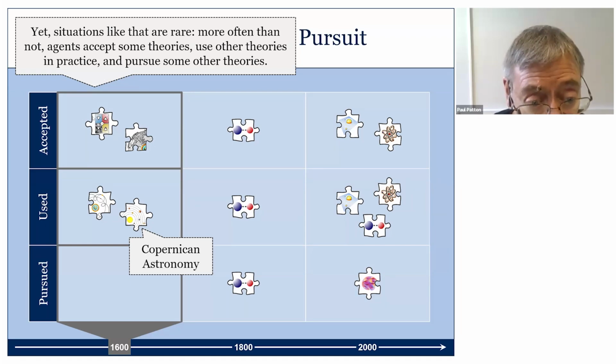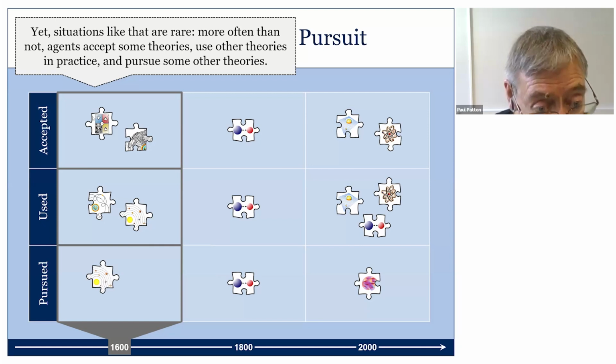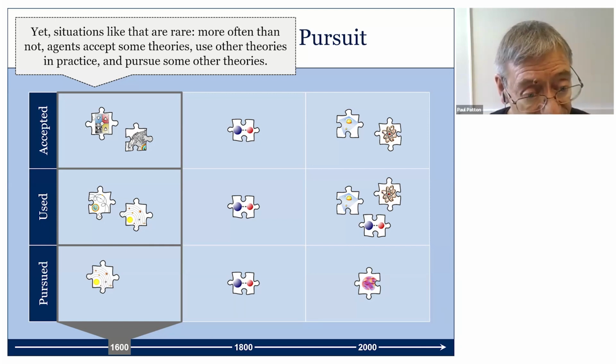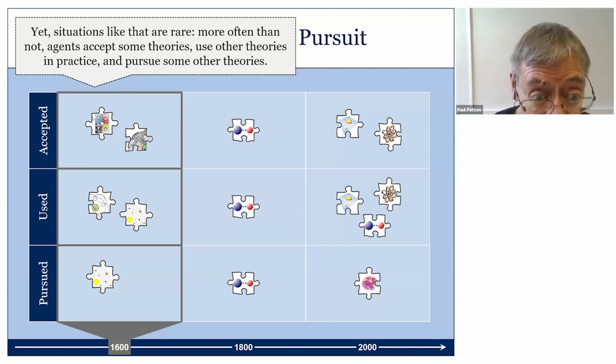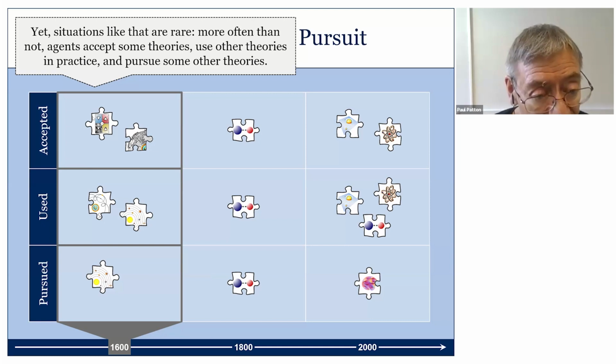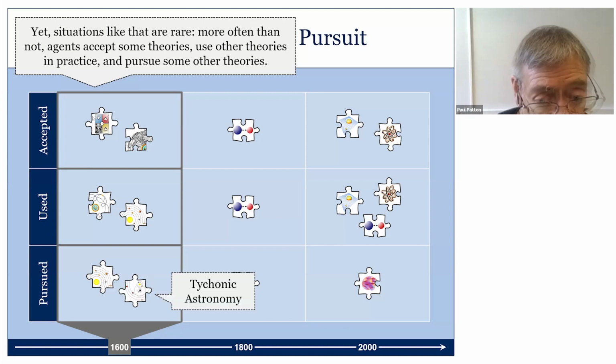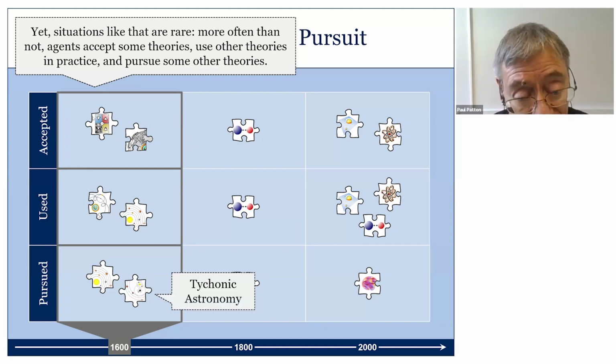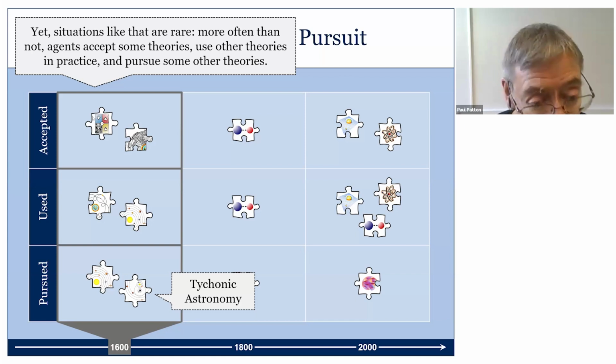Now, there are also some pursued ideas. We all know that people like Copernicus and Kepler and Galileo pursued the idea that Copernican astronomy ought to be accepted as the best available description of the world, that the sun really was the center of the solar system. Then there was also a pursued interest in Tychonic astronomy, which said the Earth is the center of the universe, but all the planets and celestial objects circled the sun rather than the Earth.